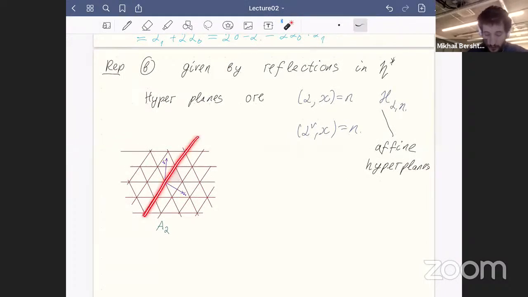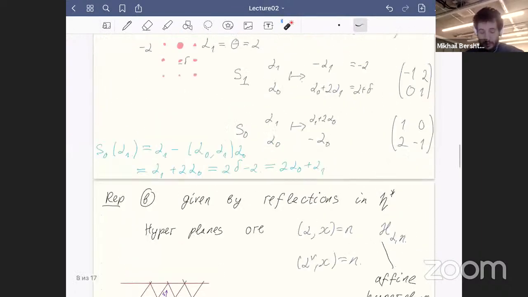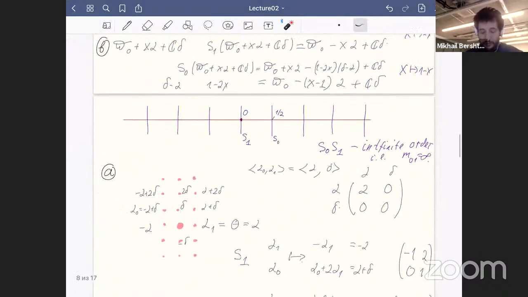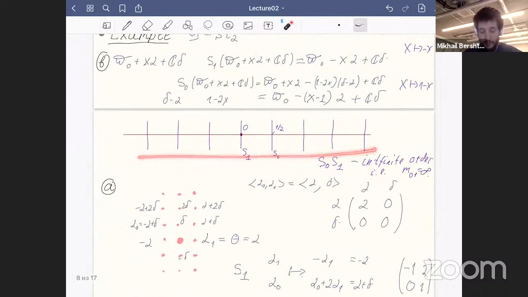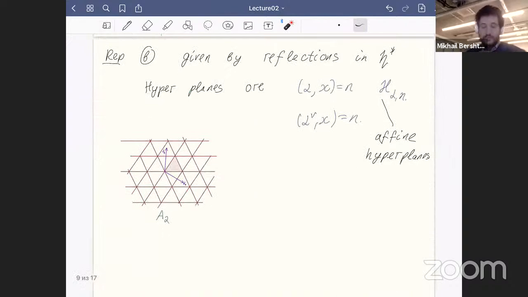So here I draw all the affine hyperplanes under which we take a reflection. So this is an SL3 version of this picture. Here we have just a sequence of the affine hyperplanes, and here we have this sequence.